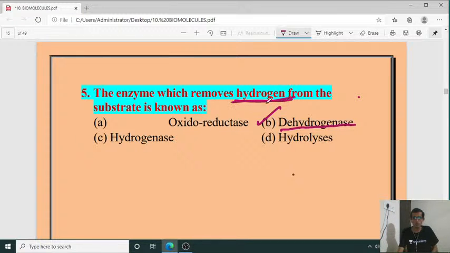So hydrogen is removed. So okay. The right answer for this question, fifth one, it is B. It's not D. Okay. Yes, Shishika. It is B. Yeah, you gave the right answer. B.